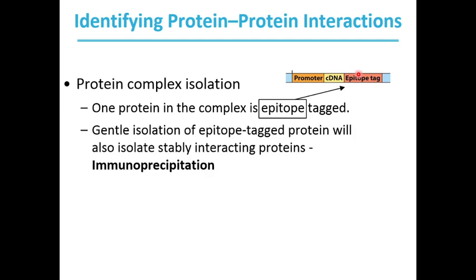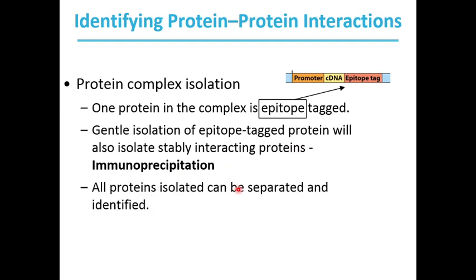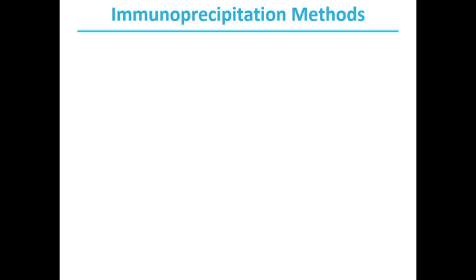Now, researchers can precipitate the protein product of the fusion gene by complexing it with the antibody that binds to the epitope tag. So, gentle isolation of epitope tag protein can be performed, and this can isolate stably interacting proteins. This process is termed as immunoprecipitation. All proteins isolated can be separated and identified. The immunoprecipitation process has many variations. Let us discuss the classical method.